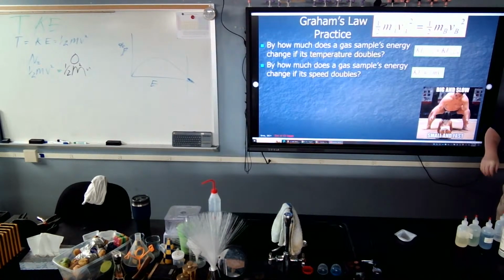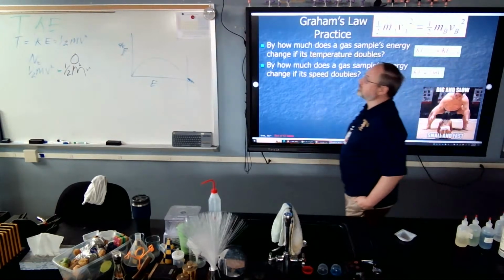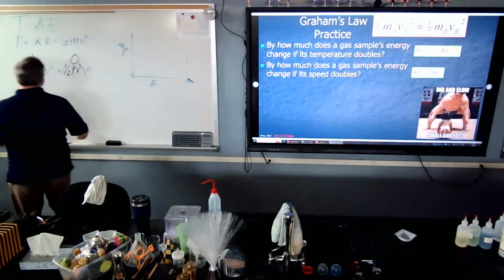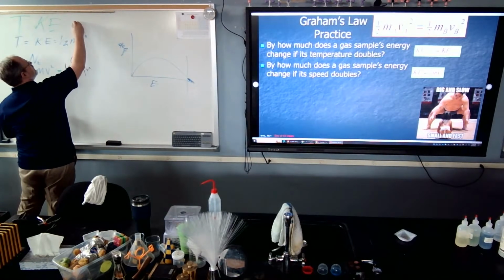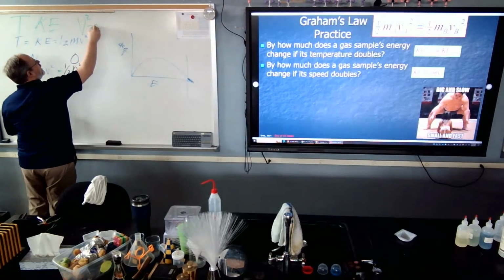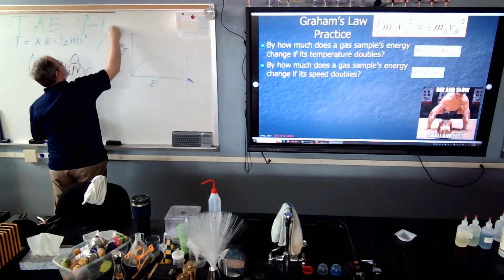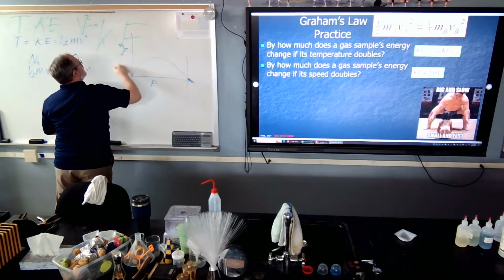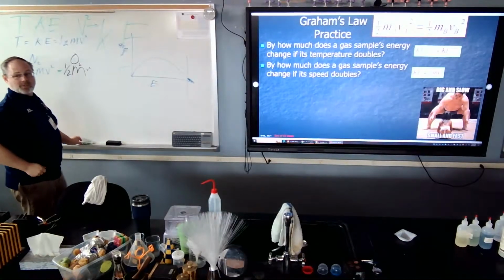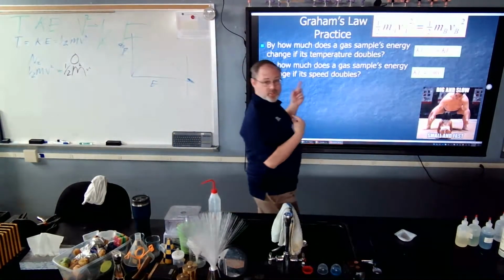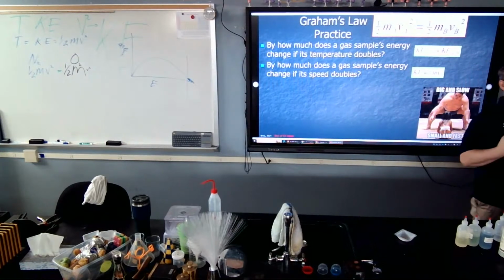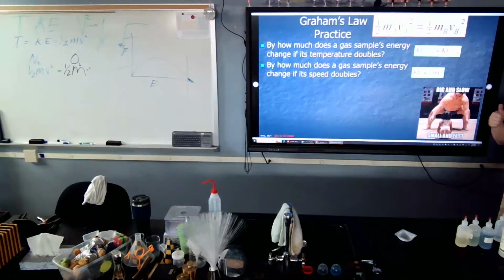Okay. So with a show of fingers, meaning it doesn't change, it doubles, it quadruples. What do you got? If you double the speed, how much does the energy change? 4, 4, 2, 4, 4. Some 2s. It quadruples. Yes. Because if your speed doubles, it's double squared, so the energy would quadruple because it's double squared. Can you see it in the equation? Questions? Okay, if you're comfortable with this, give me a thumbs up.